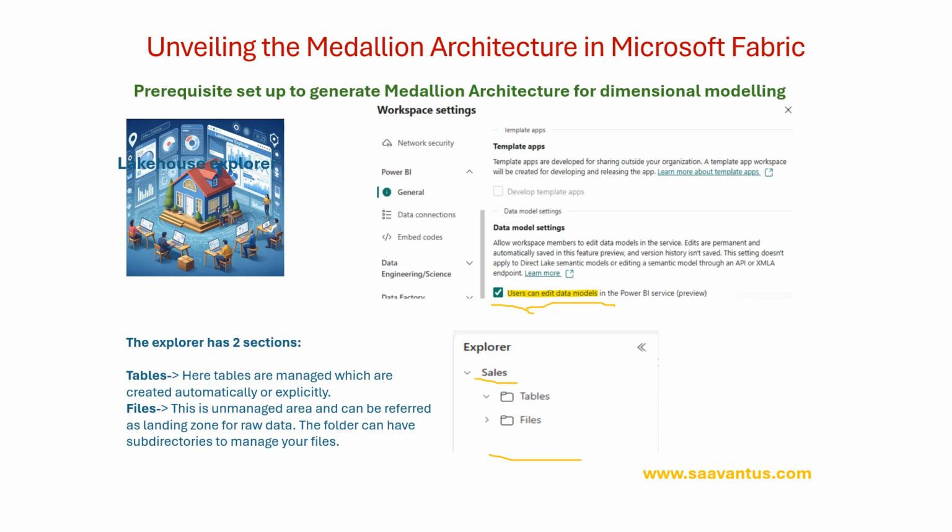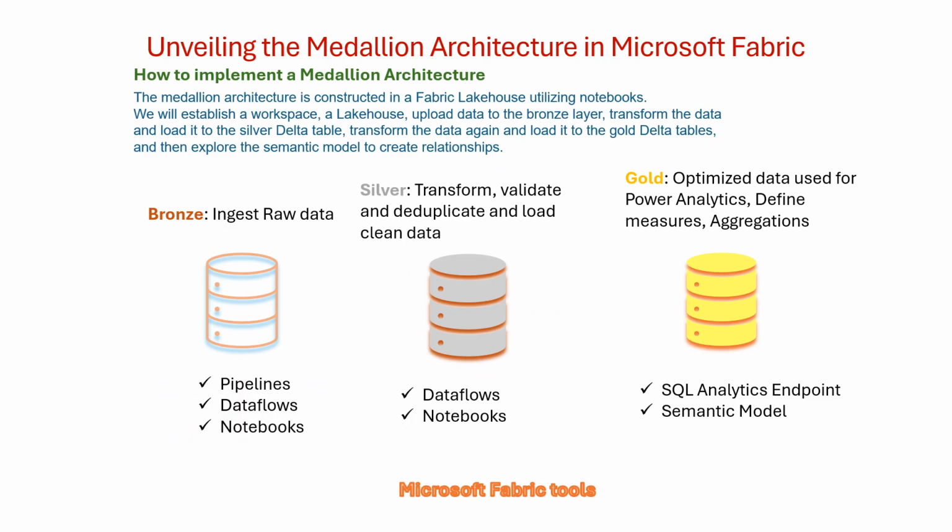In the file section, generally we keep files related to the bronze layer. So simply raw files can be dumped into this file section, which can be used further for creation of the silver layer and gold layer. Now we are going to learn how to implement each of the layers.